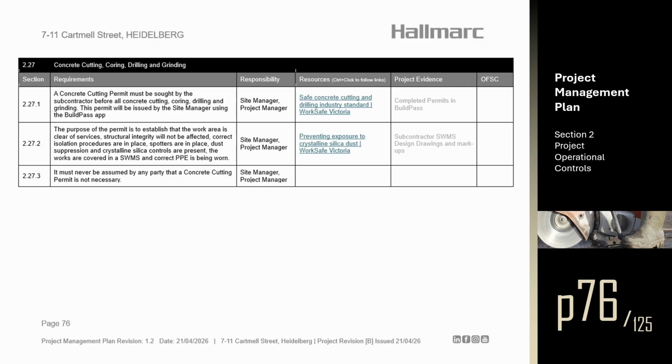Section 2.27.2. The purpose of the permit is to establish that the work area is clear of services, structural integrity will not be affected, correct isolation procedures are in place, spotters are in place, dust suppression and crystalline silica controls are present, the works are covered in a SWMS, and the correct PPE is being worn. Section 2.27.3. It must never be assumed by any party that a concrete cutting permit is not necessary.